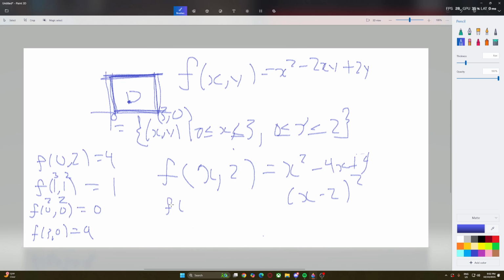So now we finished all the things combined. The minimum is 0, 0, and 2, 2. f of 0, 0 is the absolute min, and f of 3, 0 is the absolute max. That is all.